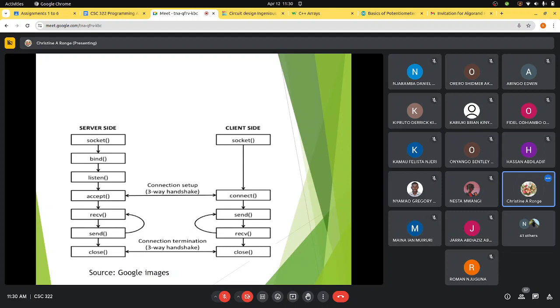Similarly, lost segments. If some data was sent and it is lost, ideally it should really be retransmitted. But if the FIN arrives before the lost data, then you find that the connection is closed, and yet there's some data that has not been received.